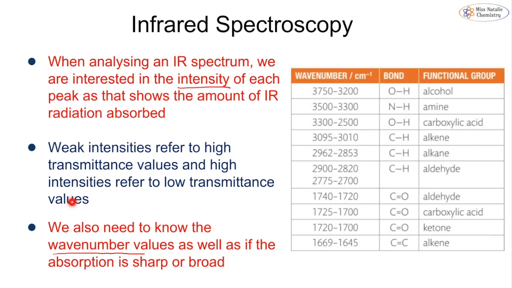We also, of course, need to know the wave number values. That is one of the most important things because that tells us which functional group it is. And we can also look to see if it is going to be a sharp peak or a broad peak. For example, alcohols have a peak of wave numbers from 3750 to 3200. That is actually a very broad peak, and it's very wide. It can be very, very overpowering in an infrared spectrum. If we compare that to something like an aldehyde that has got its peak between 1740 and 1720, that would be a very sharp peak because it's a very small difference in wave numbers.